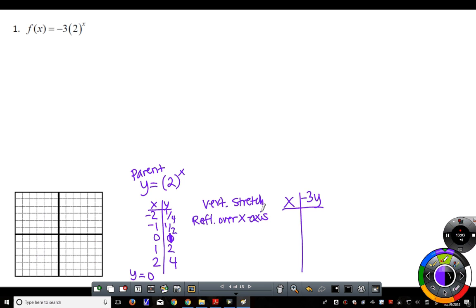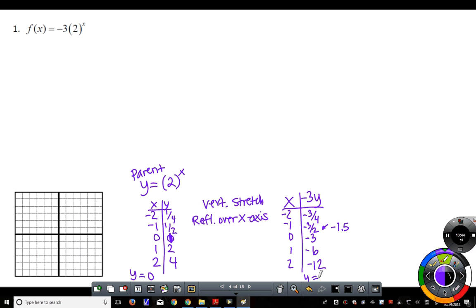Okay. And there are no horizontal changes, because look at the exponent. Nothing is happening to x in the exponent. It's just x, just like it was in the parent function. Okay. So our new chart is going to have unchanged x values because there's no horizontal transformations. And then in our y values, we're going to take them all and multiply them by -3. Okay? So 1/4 times -3 is -3/4, -3/2, or -1.5, -3, -6, -12.